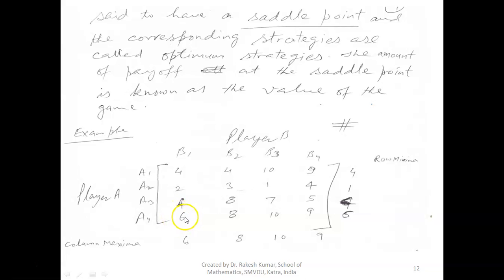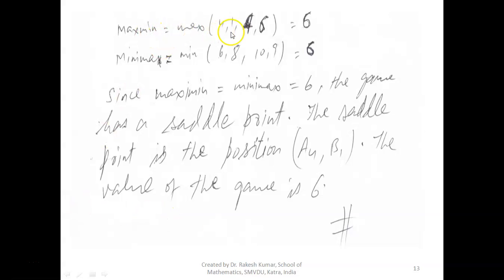So this position is called the saddle point of the game, and the value lying at this position is the value of the game, and the strategies corresponding to this position, that is A4 and B1, are the optimal strategies to player A and B respectively. So maximin is 6, minimax is 6. Since maximin and minimax are equal to 6, the game has a saddle point. The saddle point is the position (4, 1) corresponding to strategies A4 and B1, and the value of the game is 6. So this is how we can understand the maximin minimax principle.